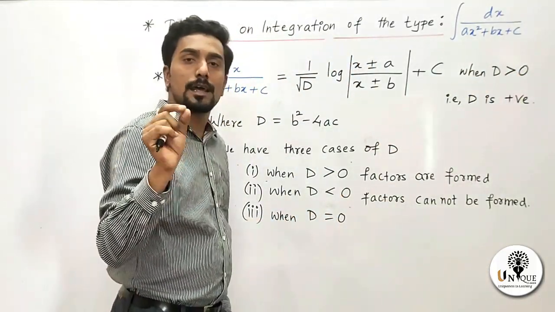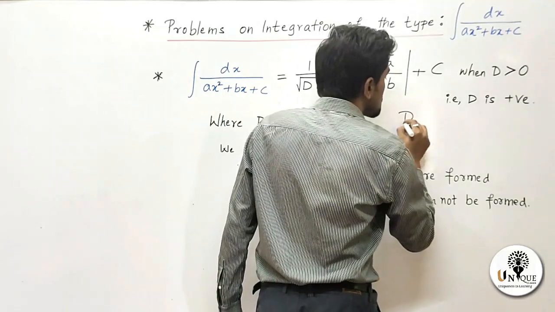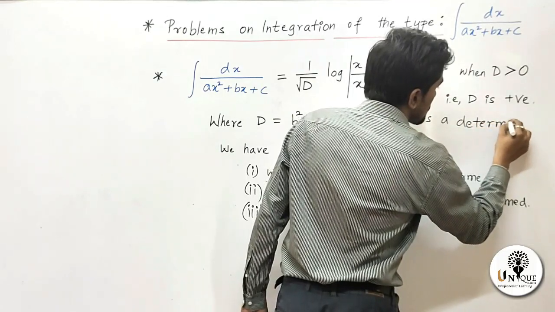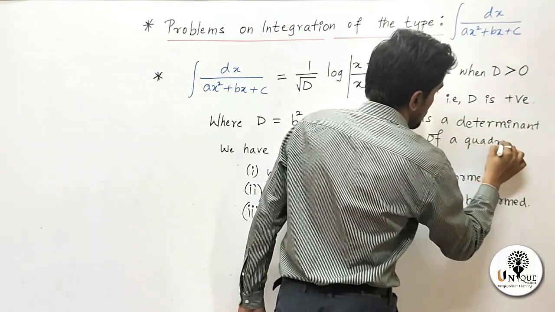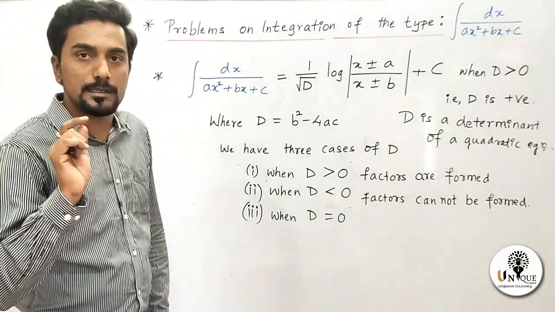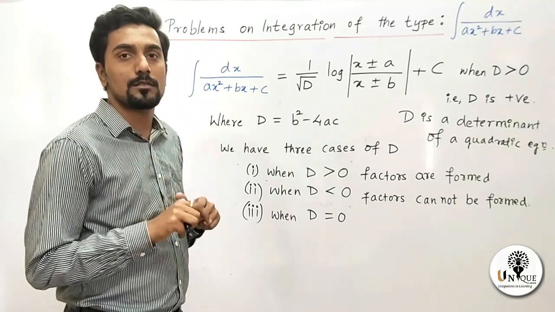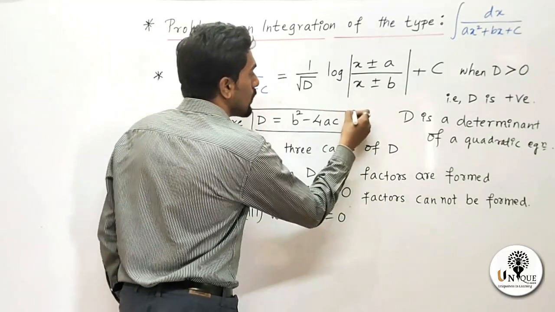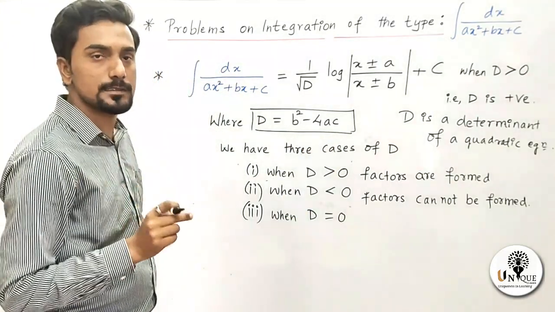So, here the question arises: what do you mean by d? You already know that d is the discriminant of a quadratic equation. Based upon the d value, we are going to decide which formula can be applied for which question. So here we have three cases based on the value of d, where d is equal to b square minus 4ac.